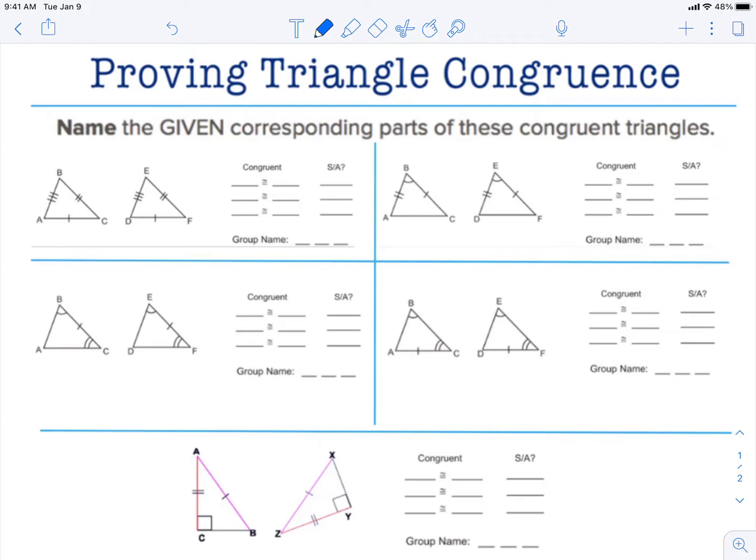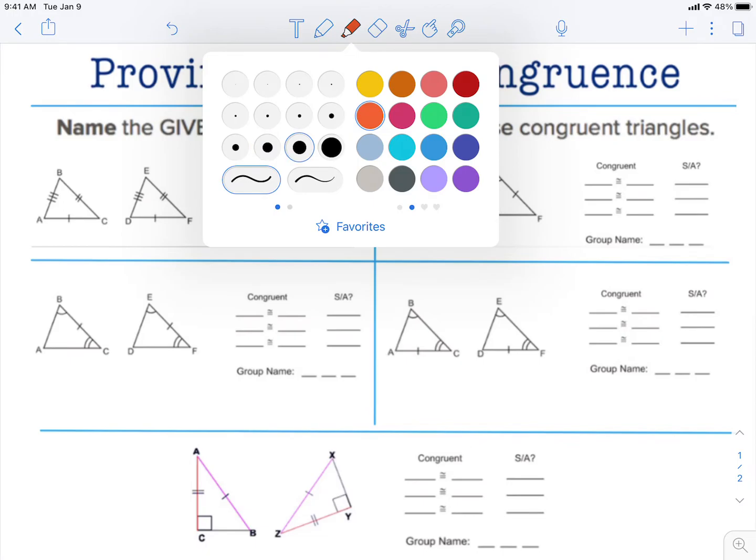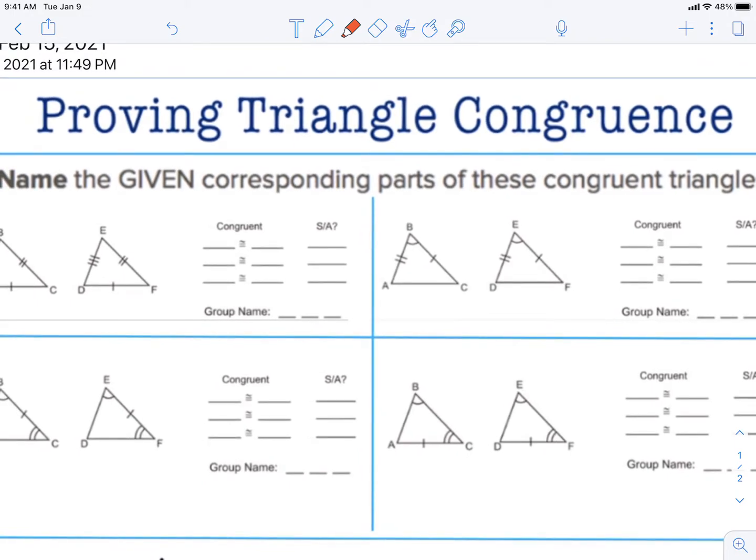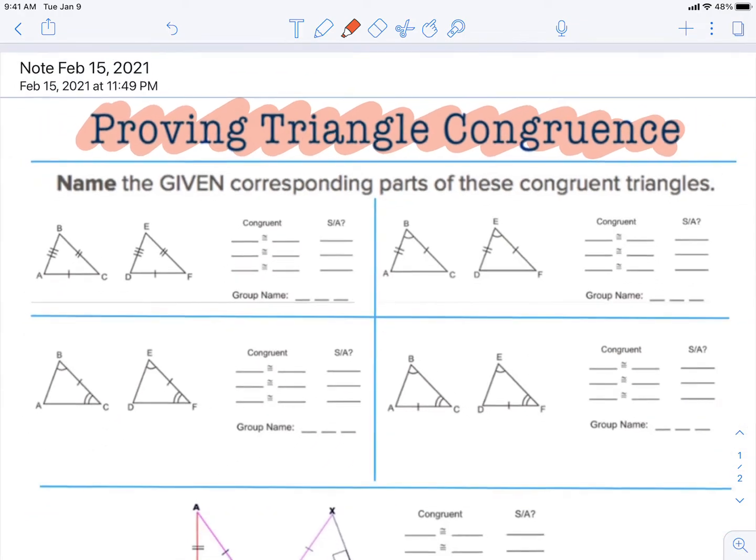All right, kiddos, here we are in this new video lesson. Make sure you have paper and pencil out, ready to copy down these notes. First, we're going to identify the name of these notes. These notes are called proving triangle congruence. We're going to show how we prove, how we show the evidence, that two triangles are congruent.